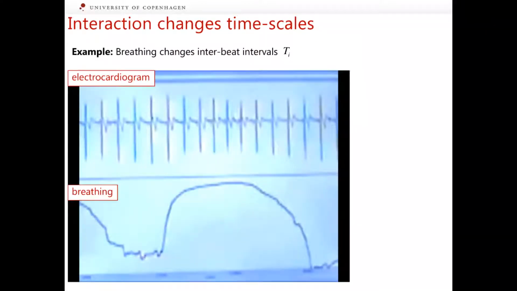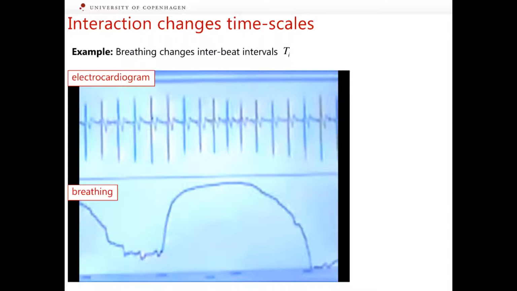What happens when two systems are coupled and interact? Their individual timescales become affected by each other's presence. Moreover, instantaneous periods get adjusted during interaction. I would like to illustrate a special case of a unidirectional coupling in the human cardiovascular system.